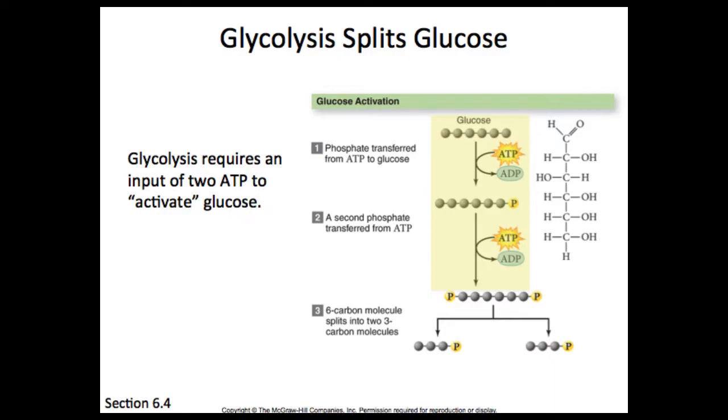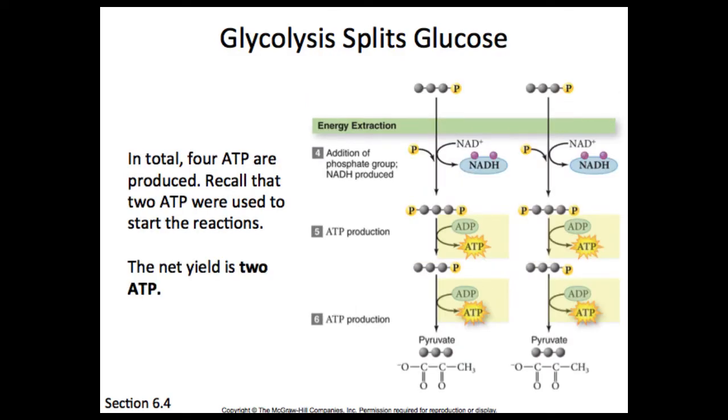Glycolysis requires an input of 2 ATPs in order to initially activate our glucose. So you might have heard of the phrase, you've got to spend money to make money, right? So the cell's got to spend a little bit of ATP in order to make a little bit of ATP. In total, 4 ATP are produced after one round of glycolysis, but 2 were used to start the reaction, so therefore the overall net yield of glycolysis is simply 2 ATPs.